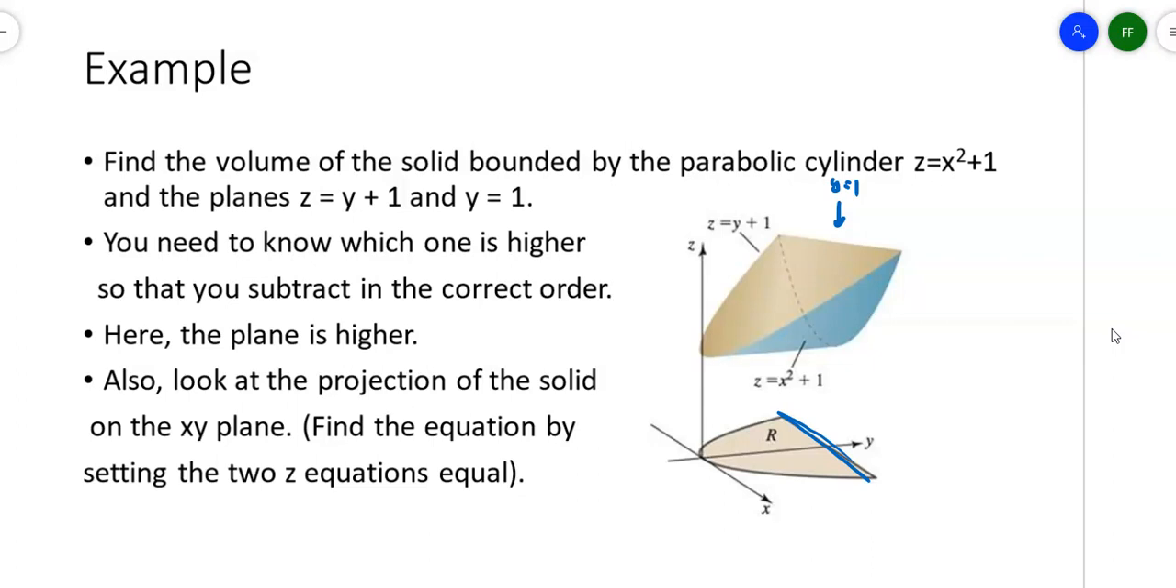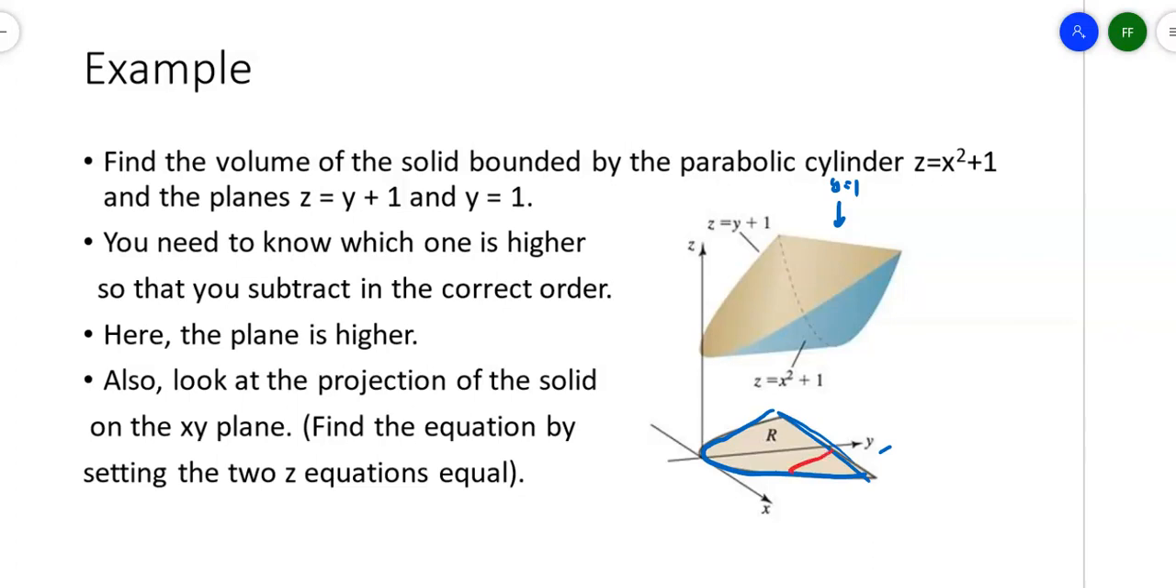And we also need to look at the projection of the solid on the xy plane. So if you look at what you have here, you're looking down on it. You've got a parabola bounded by y equals 1. So where do these rectangles go? The y's go from x squared, which is what that blue curve is, on the blue curve, not the line, the blue curve. They go from there up to 1.